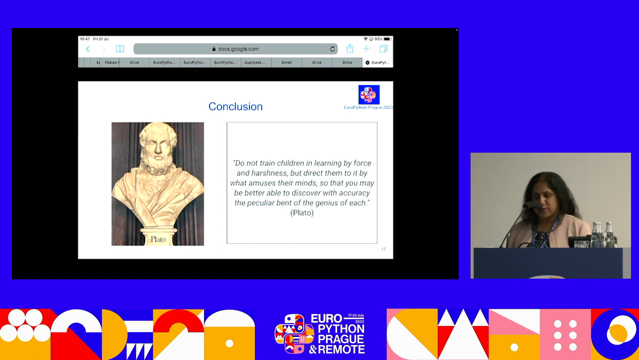And as I conclude this talk, I am reminded of a profound quote by Plato, 6th century famous philosopher: "Do not train children in learning by force and harshness, but direct them to it by what amuses their minds, so that you may be better able to discover with accuracy the peculiar bent of the genius of each."